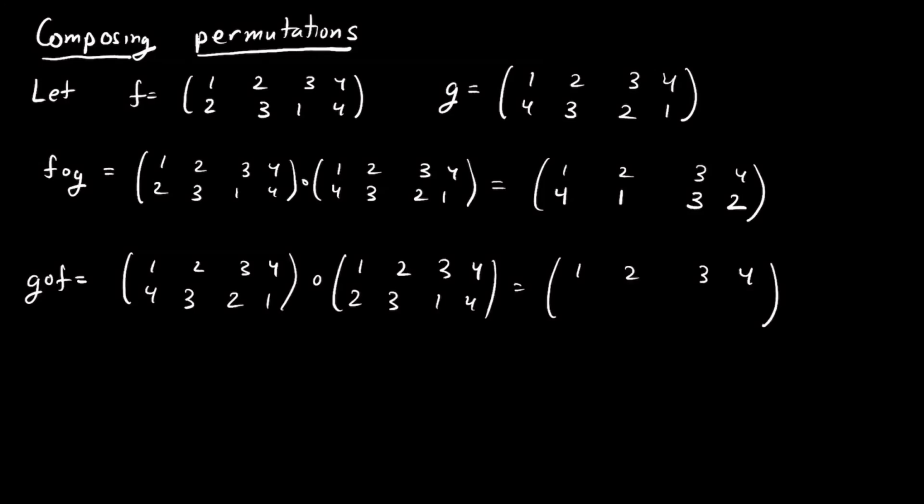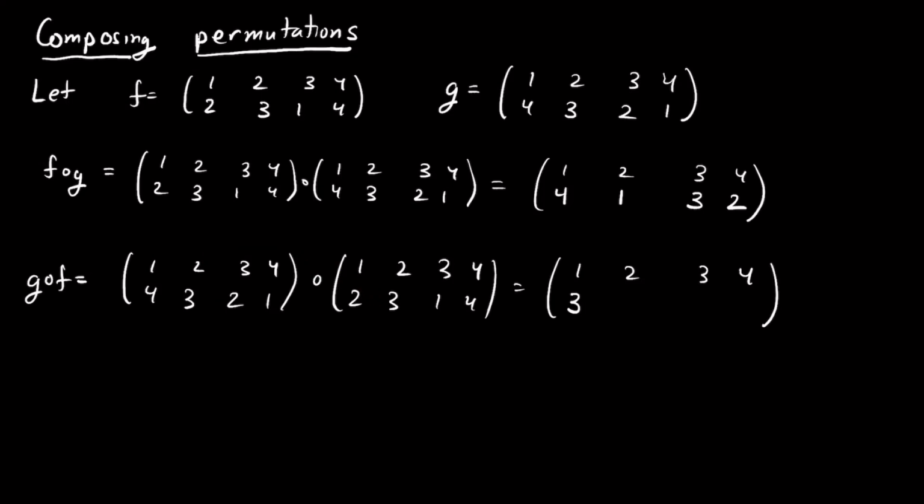So I can now ask the question, well, what if I want to compose them in the other order? What if I want to apply f first and then g second? So let's see what happens. First, let's look at what happens to 1. f of 1 is 2, and then I have to take that 2 and plug it into g. So g of 2 gives me back 3. So in the end, I see that 1 gets sent to 3.